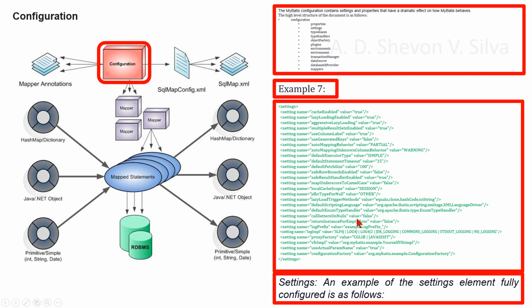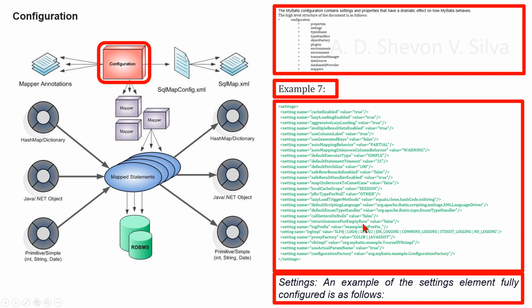Call setters on nulls specifies if setters or map's put method will be called when a retrieved value is null. It is useful when you rely on the Map.keySet method or null value initialization. Note primitives such as int, boolean, etc. will not be set to null. Valid values are true or false. Default is false.